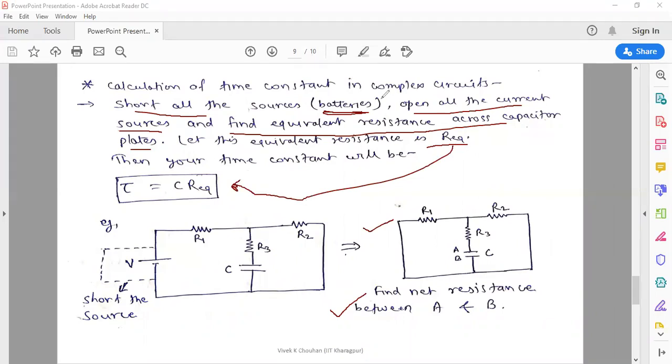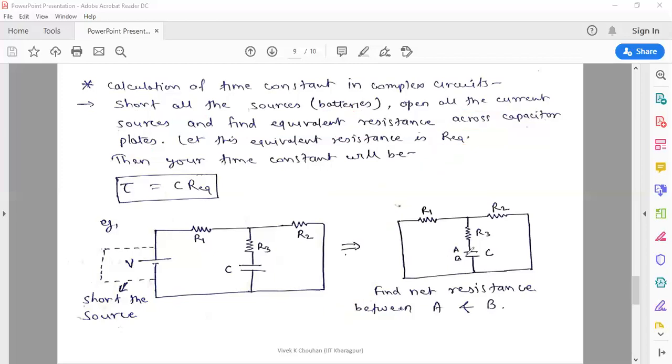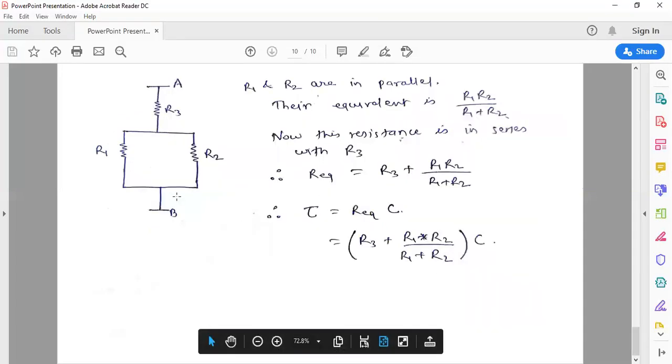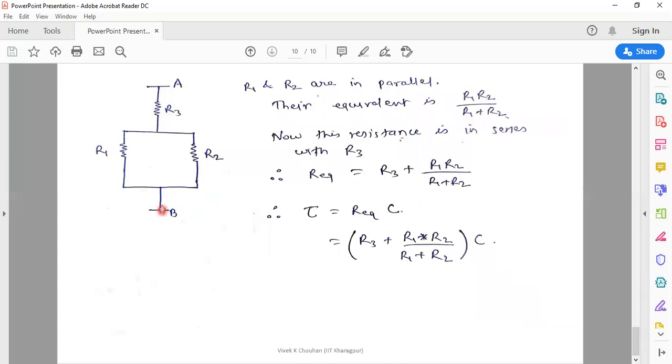Now let's find that R equivalent. To find the R equivalent across A and B, we will take this C outside the circuit and draw the equivalent circuit. I will show you in the next slide. We have taken that plate A over here and that plate B over here. Now we need to find the equivalent resistance between A and B.